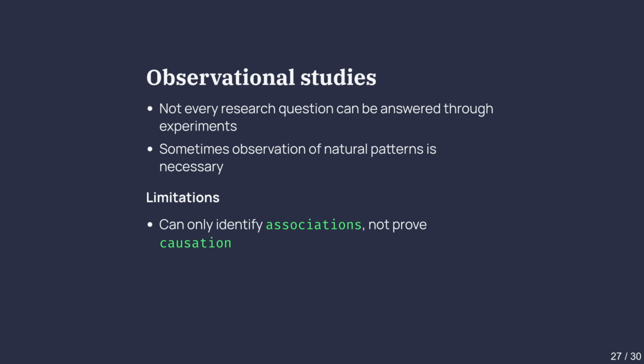Not every question can be answered through an experiment. Sometimes we just observe. For instance, we cannot make people take up certain diet or hobby just for research. So we watch natural patterns instead, maybe comparing outcomes between two people who already eat differently. Since participants in observational studies are not randomly assigned, we can see associations, but we cannot prove causation because other factors might influence the results.